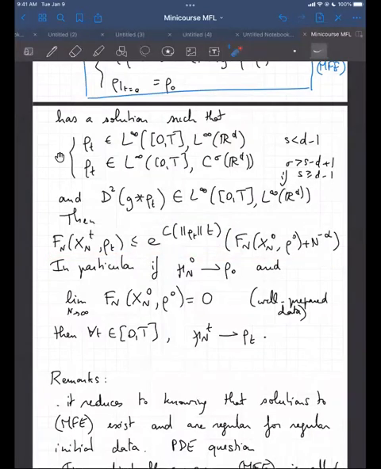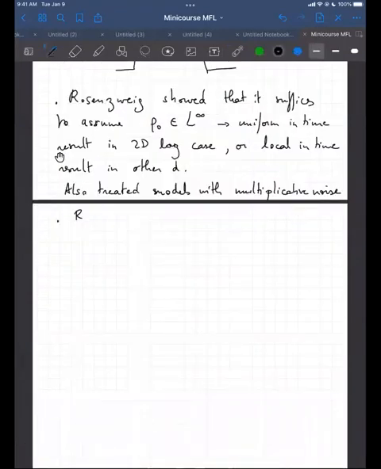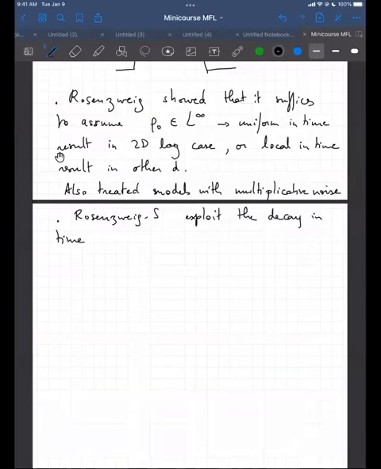It turns out that you can exploit the decay of rho t as time gets large to get a global in time estimate. I will mention this work with Matt Rosenzweig: exploit the decay in time. So you need to have a quantitative decay, and that's of course in the dissipative case, because otherwise you don't have decay in time. But as soon as you have dissipation, you can obtain a global in time convergence.